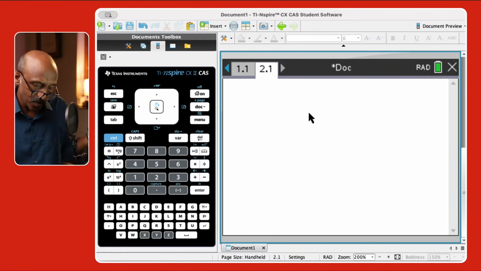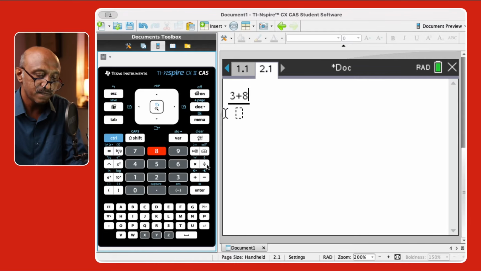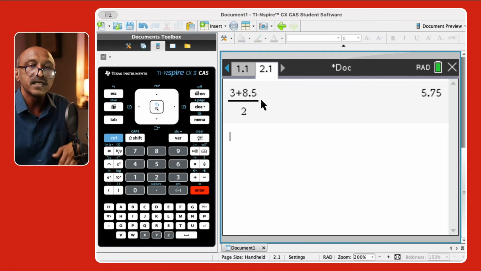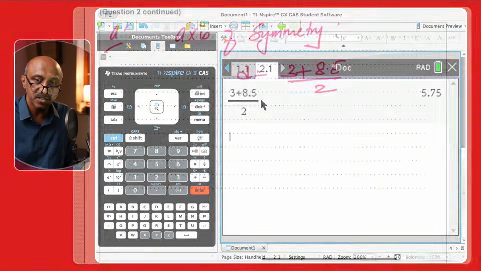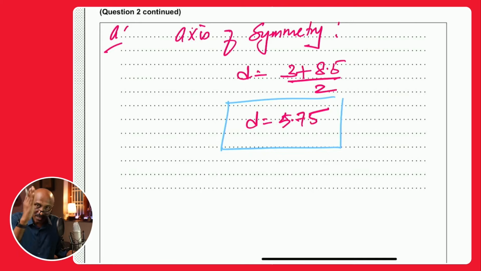Okay, so in this page, I'm going to type in the fraction that I'm looking for. So here we go. This is 3 plus 8.5, and the denominator is 2, right? And so when I hit enter, 5.75 is what I'm getting. So I jump back to my OneNote here, and I can see that the equation of the axis of symmetry should be d equals 5.75. Now in an equation you should not mention the units, okay? This is not the distance, so I will leave it there. D equals 5.75. This is not the distance, as I said, it's the equation of the axis of symmetry.